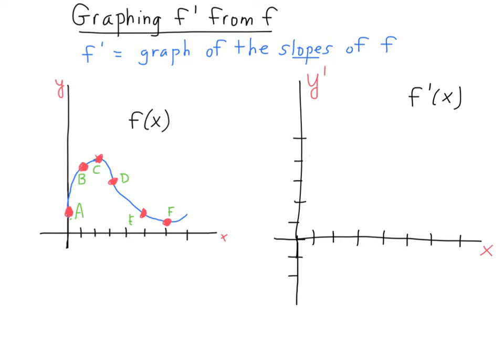Alright, so we talked about how a derivative represents the slope of a tangent line. So in this video we are going to take a look at how to graph a derivative if we're given an f of x graph. Keep in mind that f prime represents the graph of the slopes. Sometimes we say slopes of tangent lines, but we can abbreviate that by just saying that f prime is going to represent a graph of the slopes. Okay, and it's the slopes of f.